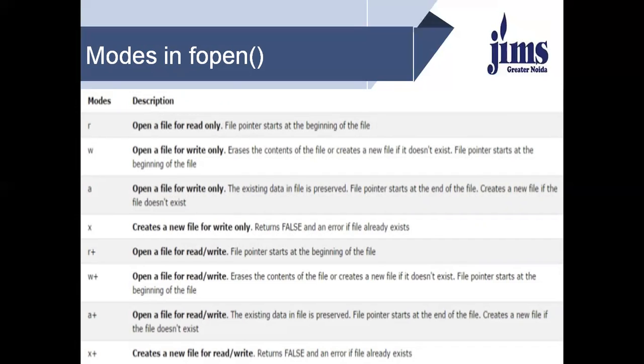Next is a plus. It opens a file for read/write. The existing data in the file is preserved. File pointer starts at the end of the file. It creates a new file if the file doesn't exist. Next is x plus. It creates a new file for read/write, returns false and an error if the file already exists. So these are a few modes that we use with fopen.